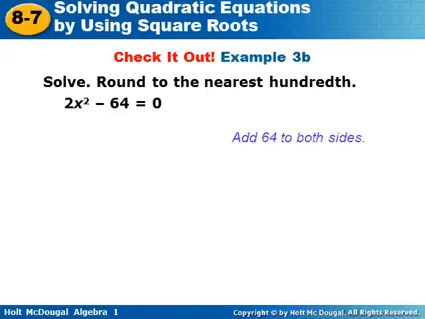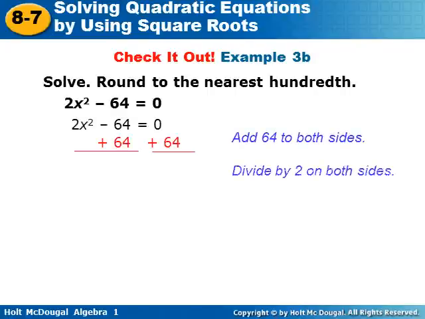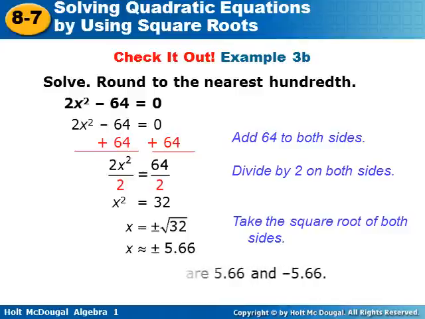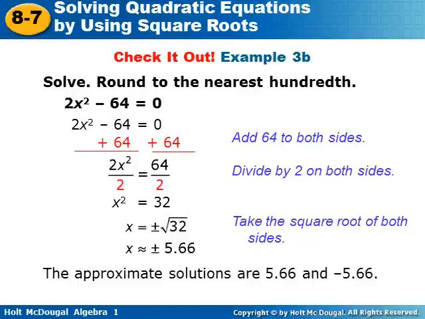So we're going to add 64 to both sides. We're isolating the x squared term, and then we're going to divide by 2, and we get x squared equals 32. Take the square root of both sides, and we get x equals plus or minus the square root of 32. 32 does not have a perfect square, so we use a calculator to find the approximation, rounding to the nearest hundredth, and we get x is approximately plus or minus 5.66. So the approximate solutions are 5.66 and -5.66.